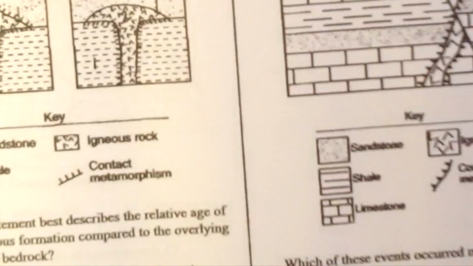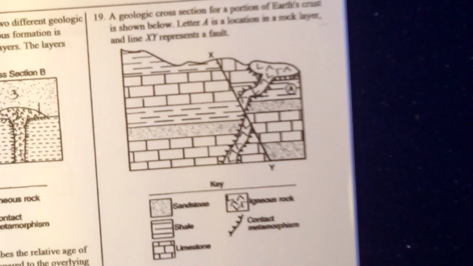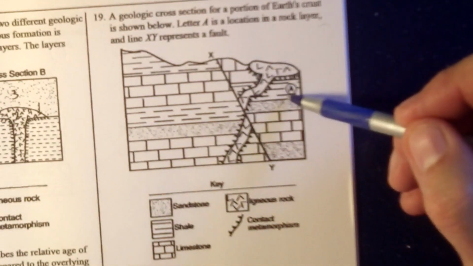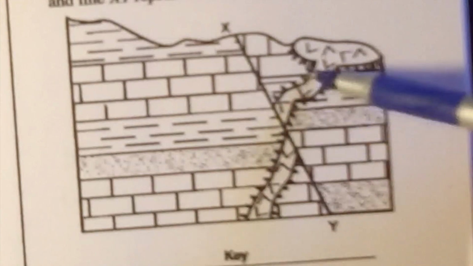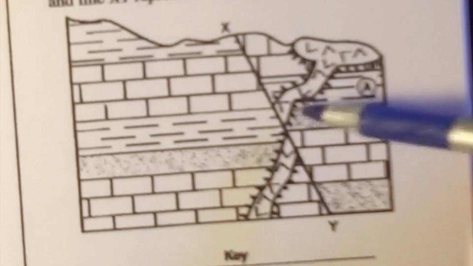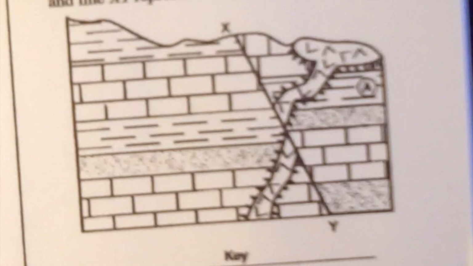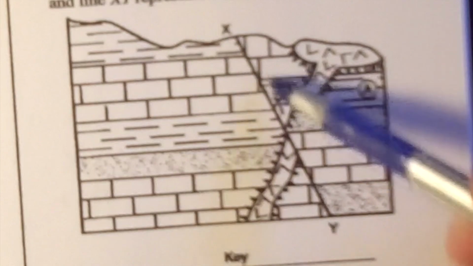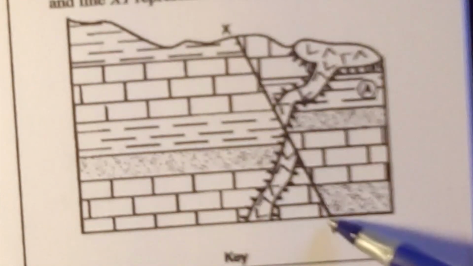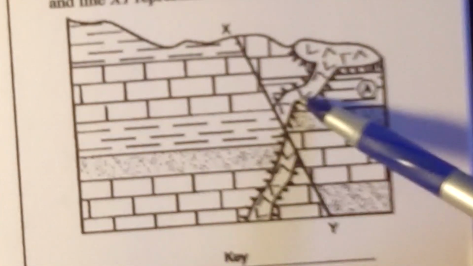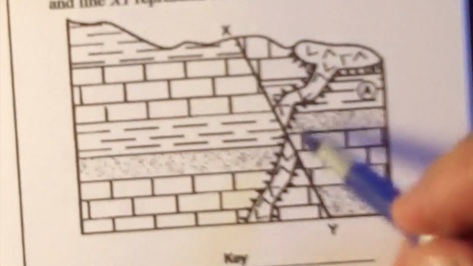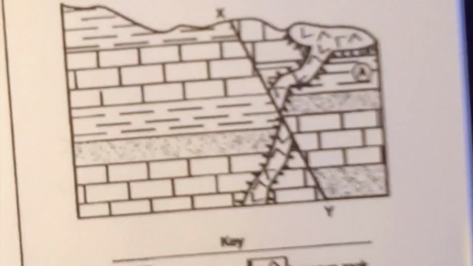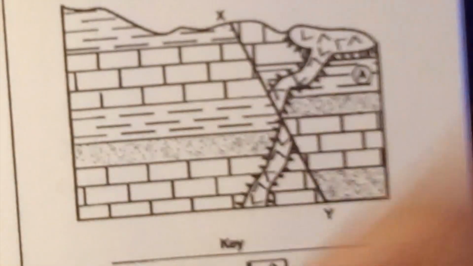Let's take a look at number 19. Which of these events occurred most recently? Deposition of A. Well, A has some features cut across it. It has an igneous intrusion on top of it. It has a fault. That must have happened early on. The igneous intrusion cuts across here, but it's cut across by this fault here. So the fault had to happen after the igneous intrusion was there. Contact metamorphism happened during the igneous intrusion, but the last thing, the fault, cuts across every one of the features mentioned, so there's our answer there.